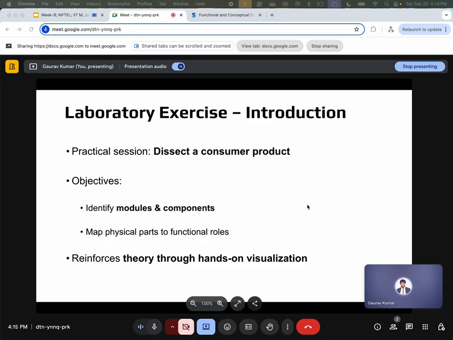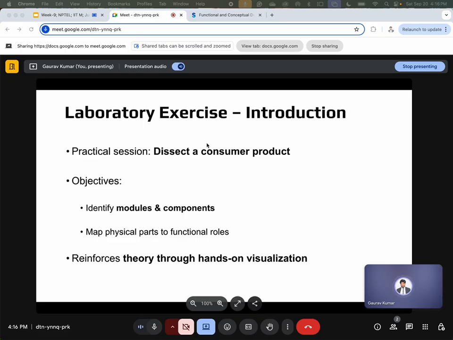Next is the laboratory exercise that was given in sir's lecture. I am trying to give you a small summary about that also. The laboratory exercise started with this lecture provides the practical dimension to theoretical learnings. As you have seen in sir's video, students were asked to dissect consumer products such as CD players to explore how components correspond to specific functions.